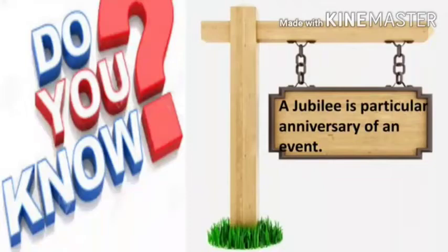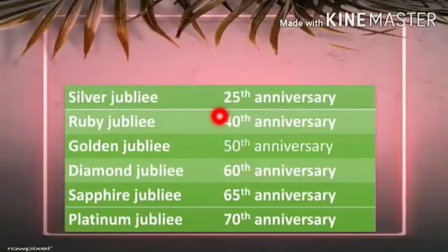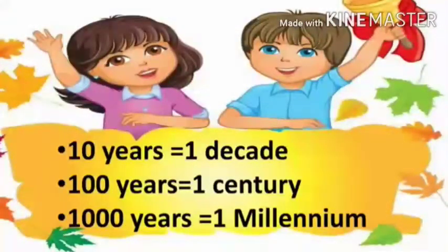Do you know, students, a jubilee is a particular anniversary of an event. Let's see one by one. Silver Jubilee, 25th anniversary. Ruby Jubilee, 40th anniversary. Golden Jubilee, 50th anniversary. Diamond Jubilee, 60th anniversary. Sapphire Jubilee, 65th anniversary. Platinum Jubilee, 70th anniversary. 10 years equal 1 decade, 100 years equal 1 century, 1000 years equal 1 millennium.